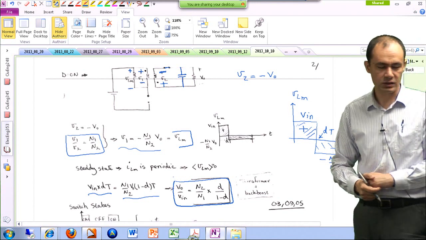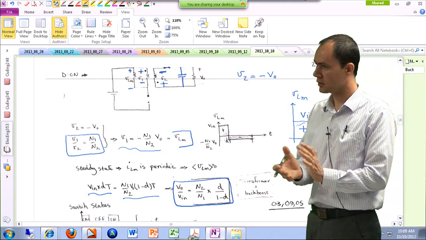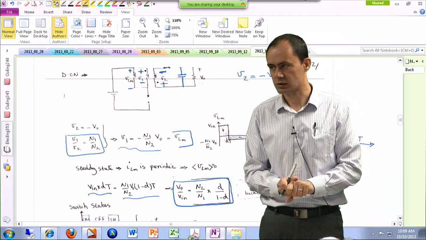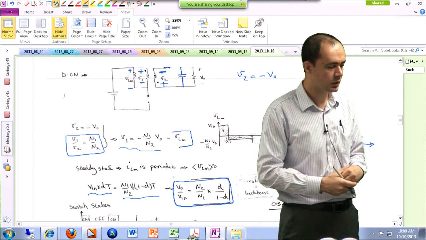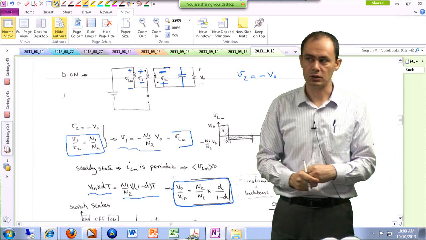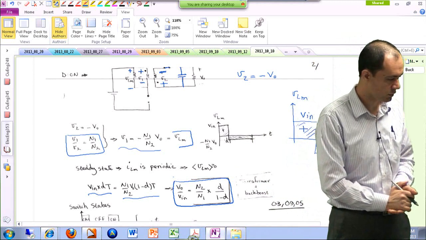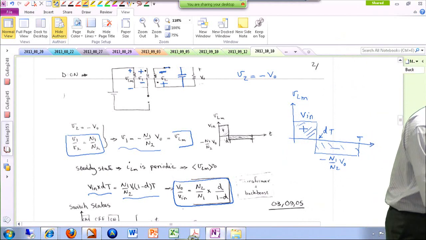Vout over Vin is d over 1 minus d, so far similar to the buck-boost topology, times N2 over N1. It's like you're combining a transformer and a buck-boost topology together, okay? So this is our voltage transfer ratio. So this is for the flyback under CCM.